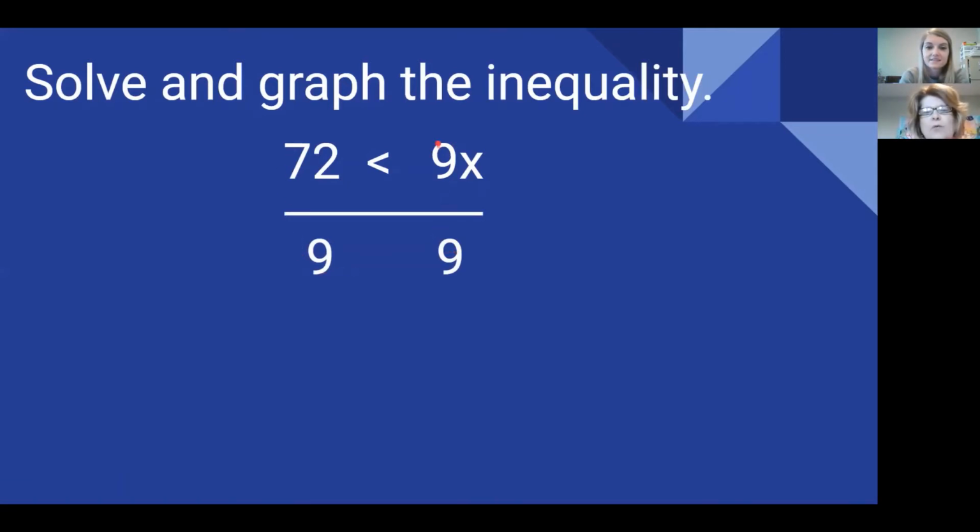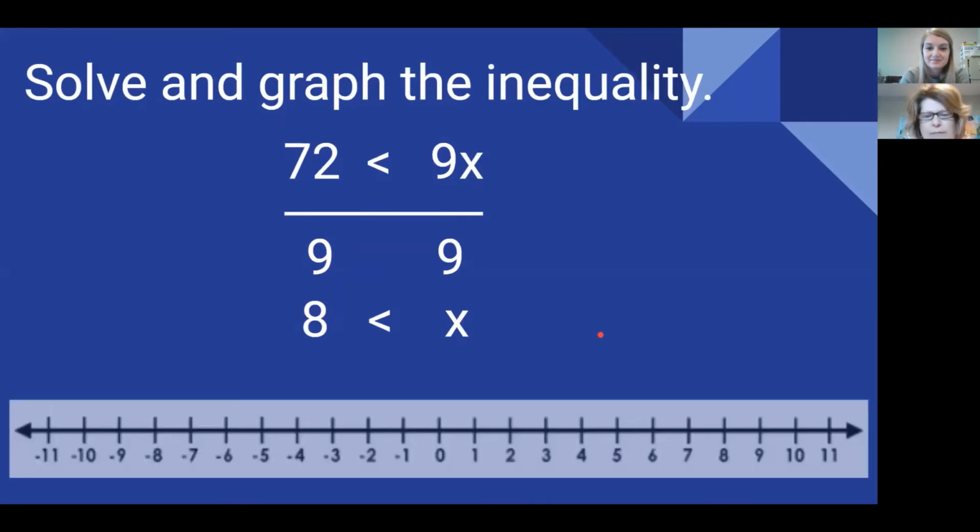All right. Well, 9 divided by 9 is 1, and 1 times x is x. So x should be on the right side, and 72 divided by 9 is 8. So you see, Mrs. K kept everything lined up. No switcheroonies, guys. They got to stay on the same side, and we don't change our sign either. All right, so let's get our number line, because this one we have to graph. All right, and this says 8 is less than x.